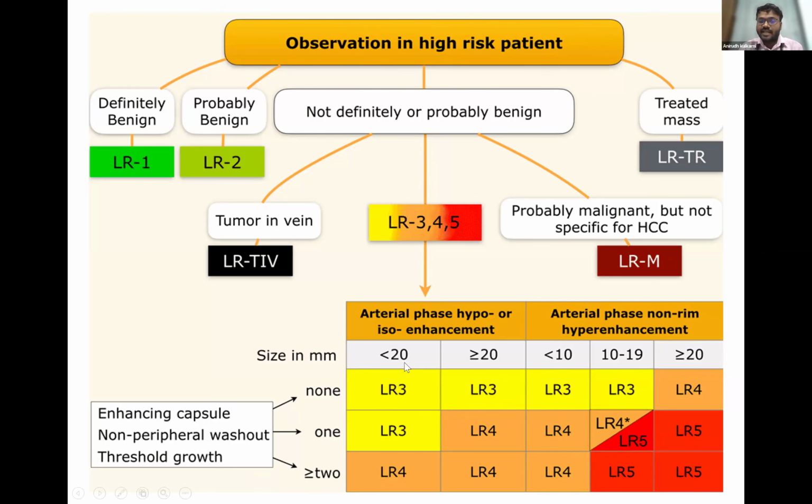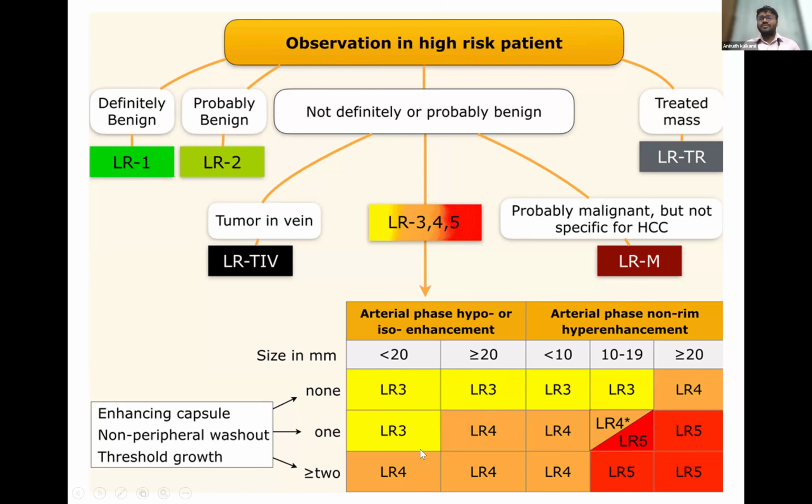Then coming to size less than 10 over, if it is iso enhancement, but there is either an enhancing capsule or a non-peripheral washout, if it is more than 20 mm, LI-RADS 4. So for LI-RADS 5, what is the most important thing? Arterial phase non-rim hyperenhancement, plus either non-peripheral washout or threshold growth, and size criteria more than 2.